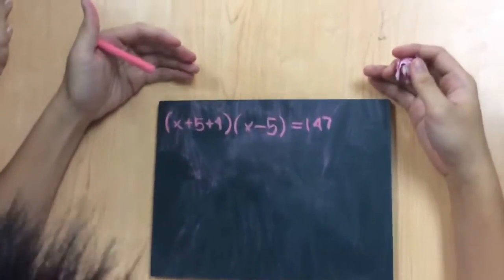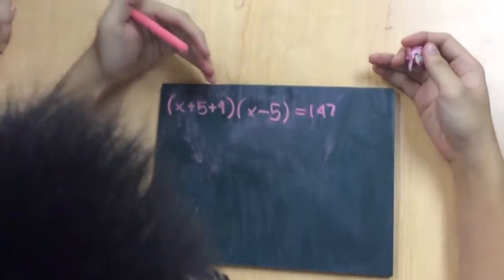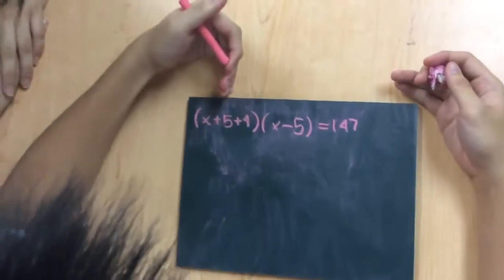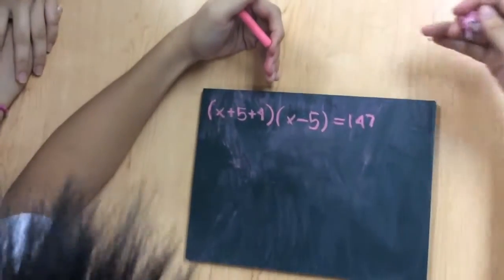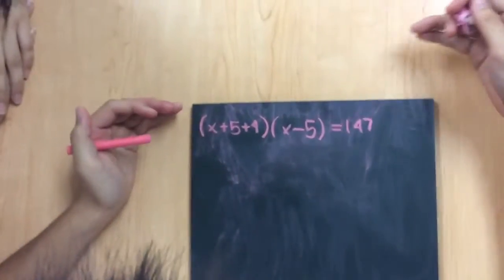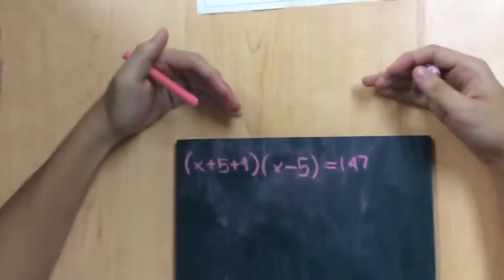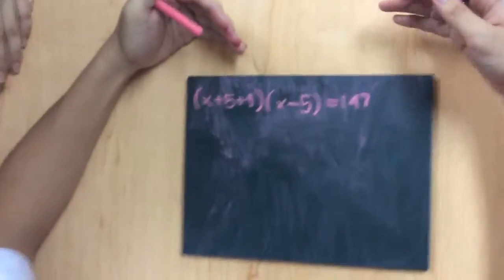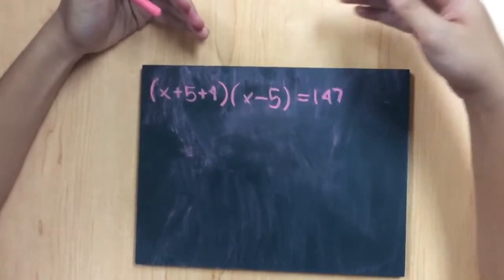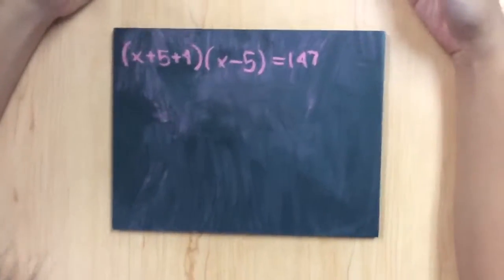Now we have the equation. First, we multiply your age 5 years ago and Miss Shane's age 4 years from now. So the equation would be (x plus 5 plus 4) times (x minus 5) is equal to 147. The reason we did this is because the question asked to find both of your present ages if the product of Miss Shane's age 4 years from now and your age 5 years ago is 147.